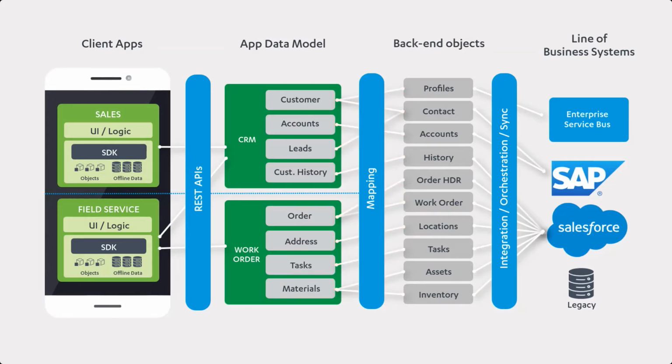In this example, the front end is a field service app. This app comes with front-end logic that interacts with the app data model. The app contains details of objects, such as order, address, tasks, and materials. The client app interacts with these objects. You can map these objects with the back-end objects, in one-to-one, one-to-many, and many-to-one relationships.